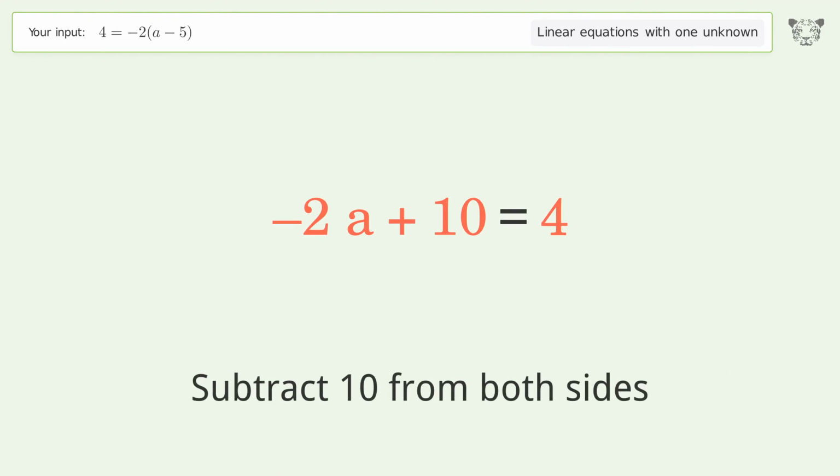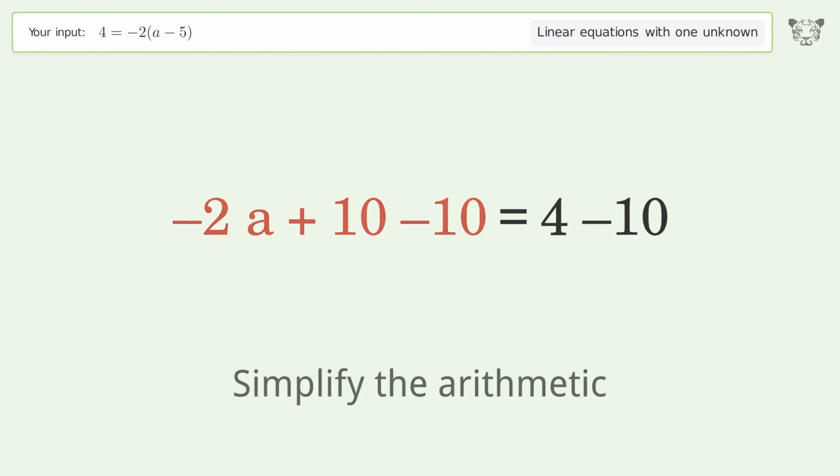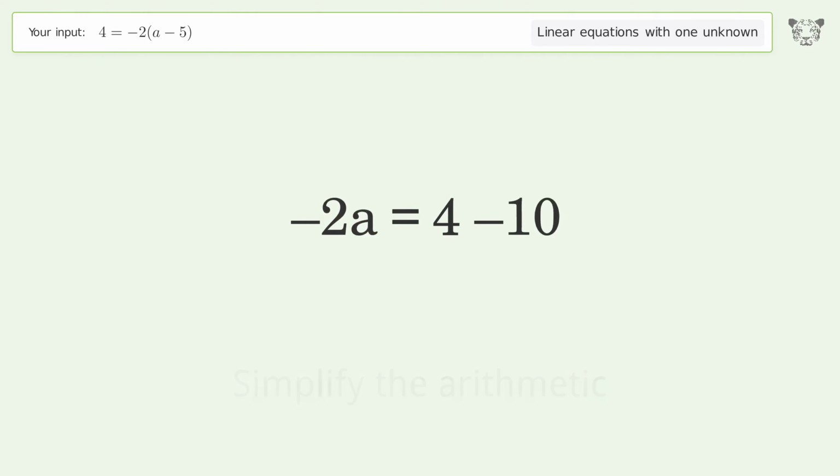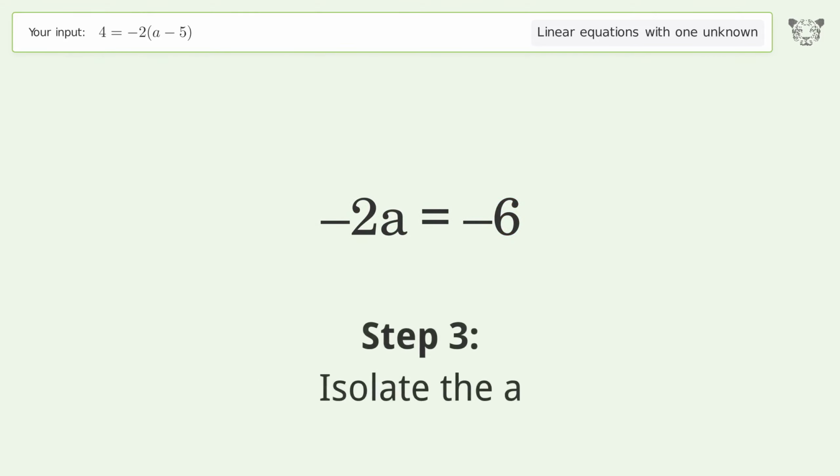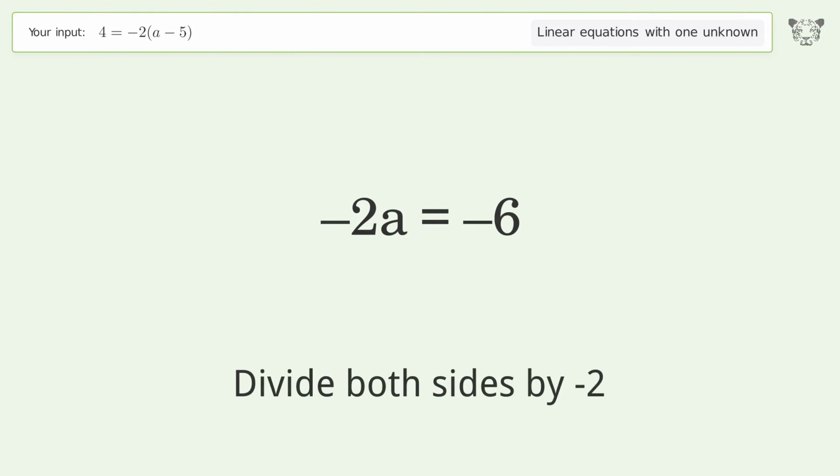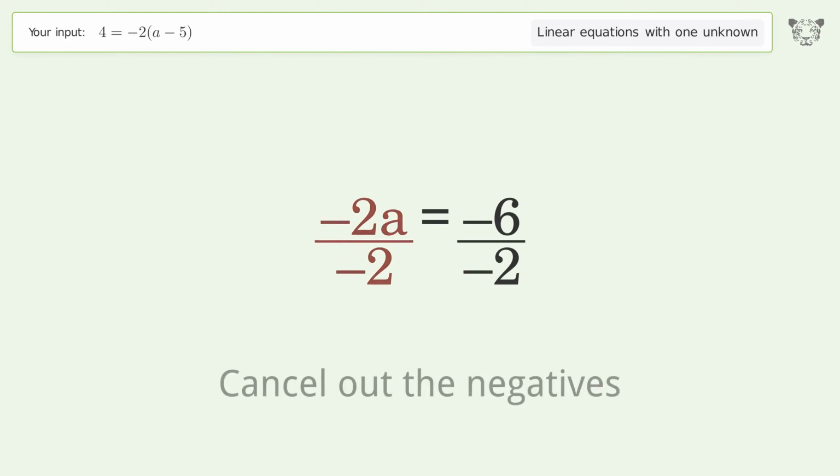Subtract 10 from both sides. Simplify the arithmetic. Isolate the a. Divide both sides by -2. Cancel out the negatives.